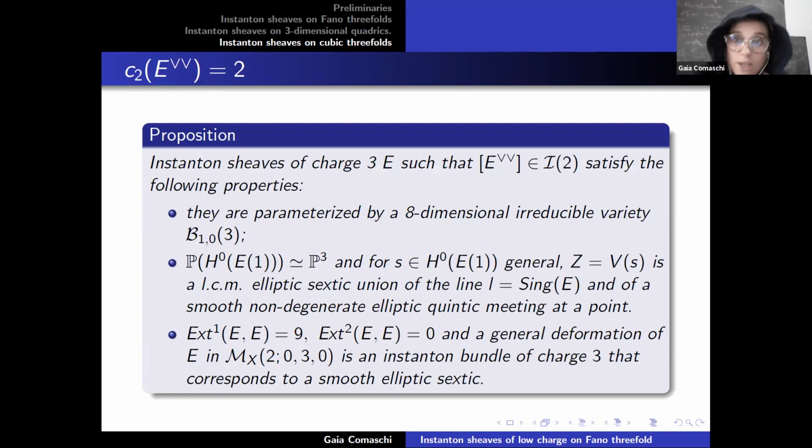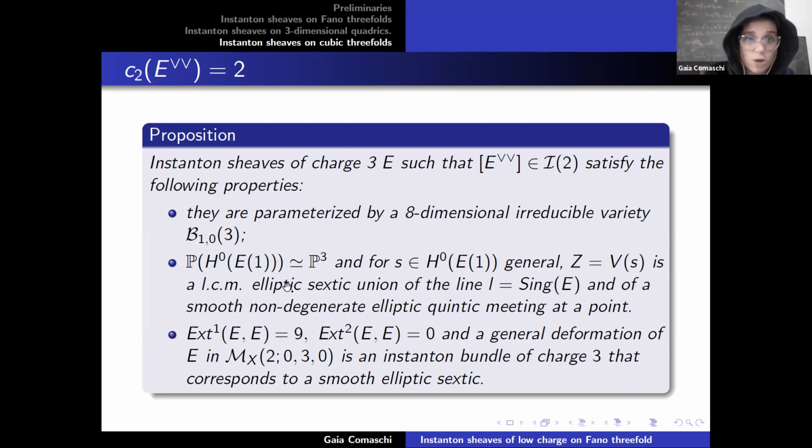Okay, so let's try to see what happens for the first family of these instanton sheaves. If E is an instanton for which the double dual is a locally free instanton of charge 2, then we have the following. We have that the family parametrizing sheaves of such a kind is irreducible and has dimension 8.